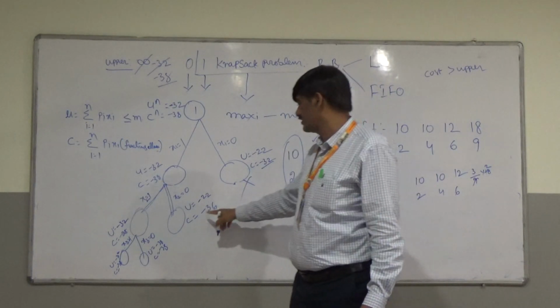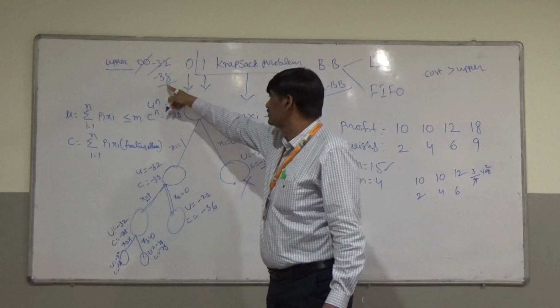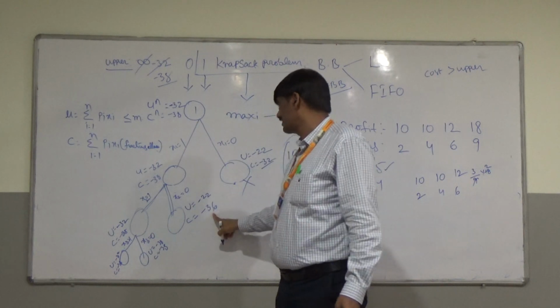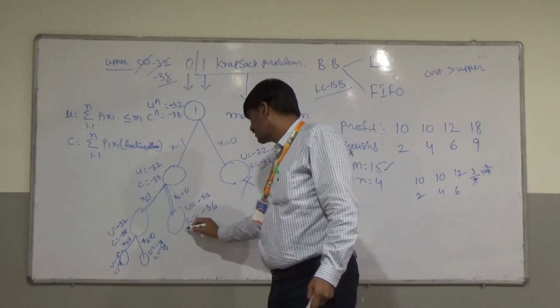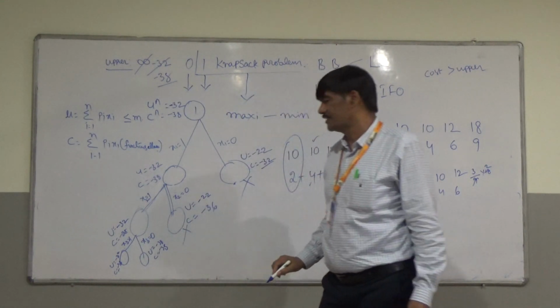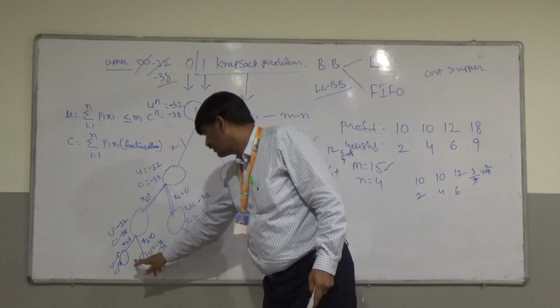So coming to this one also. So this one is also cost, this is minus 38 and this is minus 36. So that is also the best one. That's why it is also a dead state. So coming to this one, it is also these two.